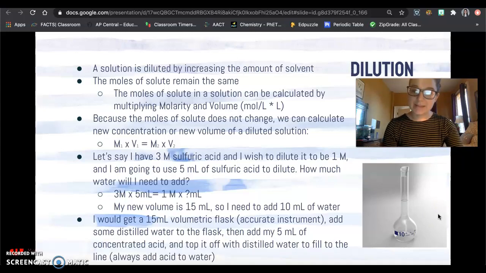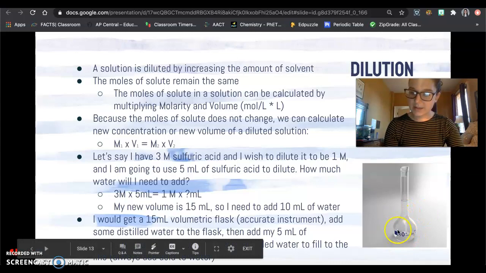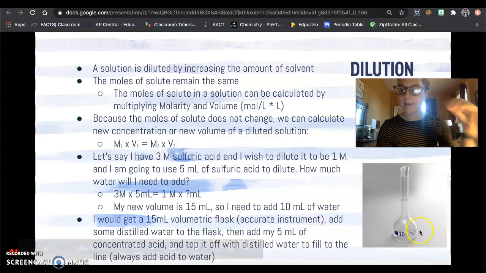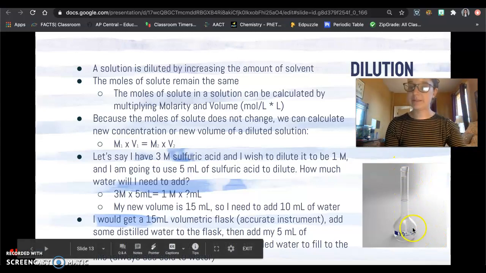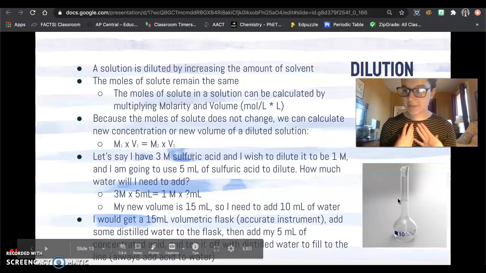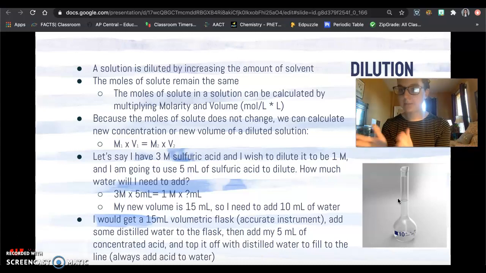So I would add some distilled water to the flask, just enough to coat the bottom, maybe give you like a half inch of water. Then I would add my 5 mils of sulfuric acid, which I would use with a pipette. I would add those 5 mils, and then I would fill with distilled water to that line on the volumetric flask, which is, in my case, 15 mils. In this image, it's a 10 milliliter volumetric flask, so that would be 10 mils.